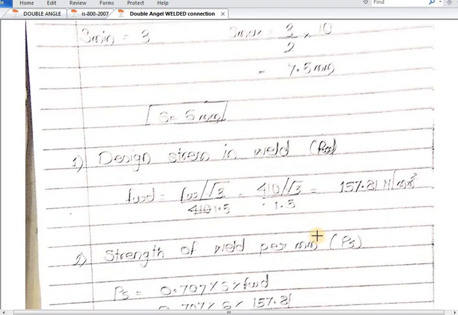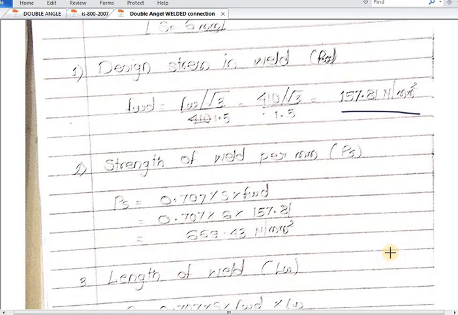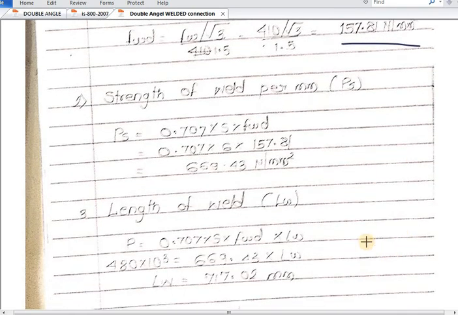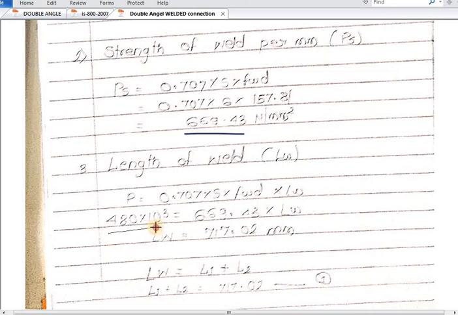Again, design stress in weld, so we have to find out the design stress the same way. 157.87 is the value, same. Strength of weld per mm, the same value will be taken as 669.43. What about the load? Yes, this load concerned is important.